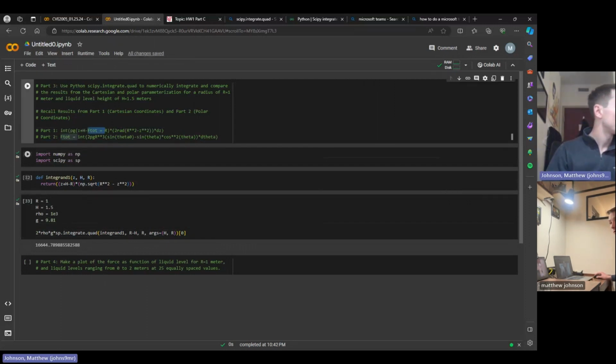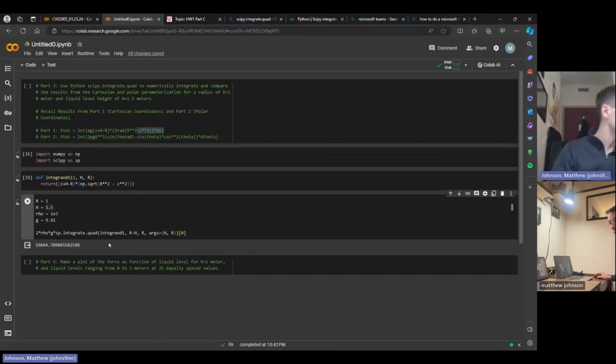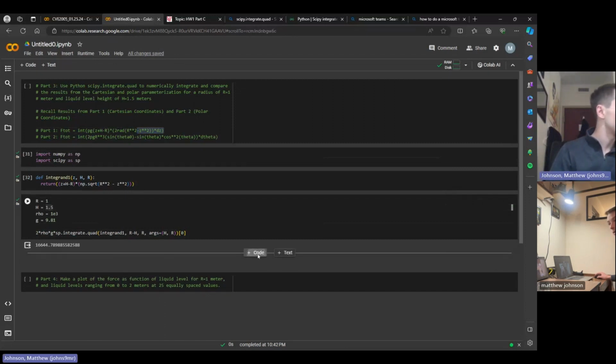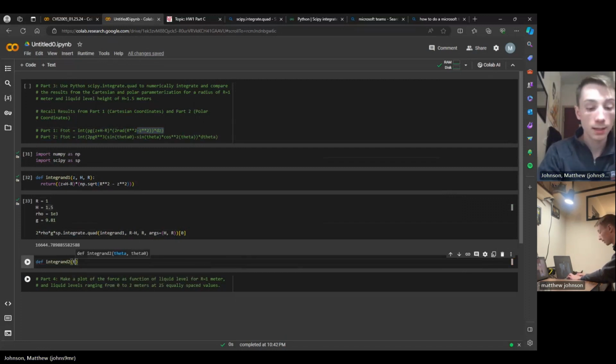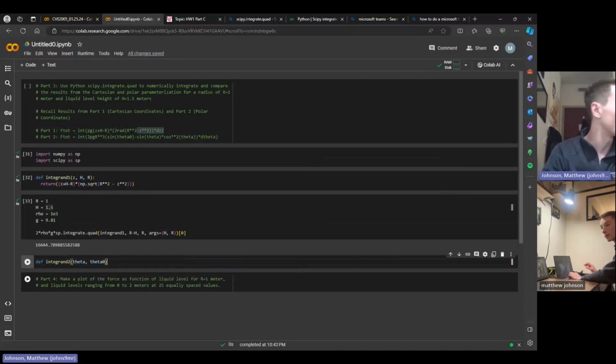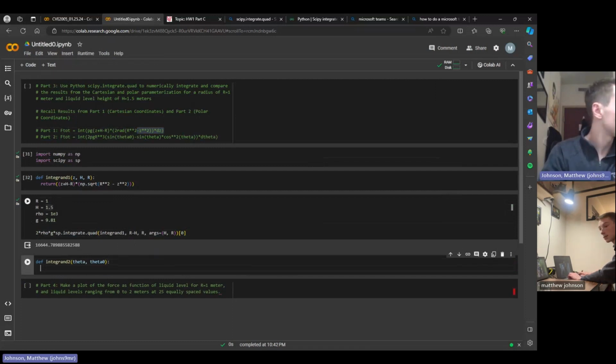It's evaluating the integral that we came up with here. Let's go ahead and do the same thing for part 2 and see if we get the same answer. That will be the true test. Okay. So we're going to define a second integrand. Call this one integrand 2. And then theta, comma, theta naught. Remember, because I've already done this before. All right. And when we define this, we want to return our integral that we just came up with here.